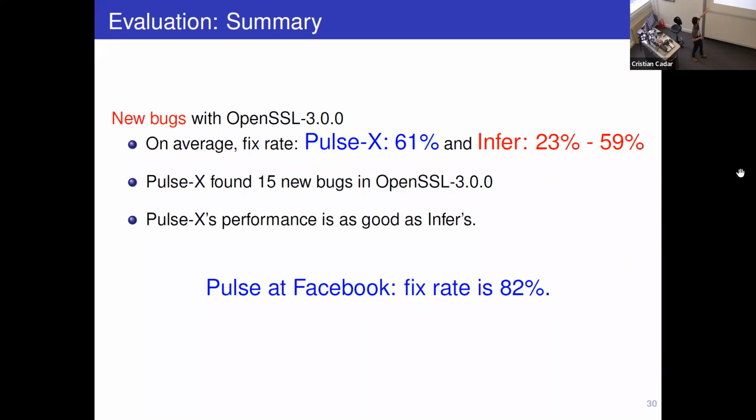On average, the fix rate of PulseS is around 61 and Infer is around 23 to 59. PulseS found 15 new bugs, and we propose the fixes, and OpenSSL developers agree with us and accept our pull requests. Except for the last one, our performance: the tool is as good as Infer. And when we developed our proposal inside PulseS, that is the version of PulseS at Facebook, and deployed it to the production process at Facebook, the fix rate is 82%. So I think that's quite a good result, quite decent.